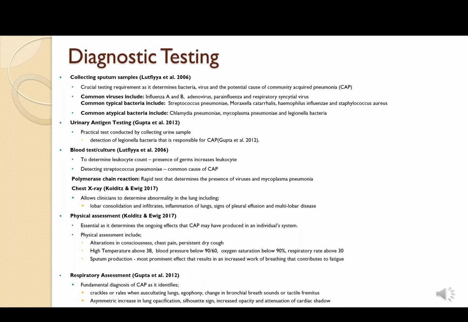A physical assessment is also conducted and is a huge part of the diagnosis of community-acquired pneumonia, and is essential in determining the ongoing manifestations that CAP may have produced in an individual's system, such as alterations in consciousness, temperatures above 38 representing a fever, blood pressure below 90 systolic over 60 diastolic, chest pain, persistent dry cough, and some other common signs and symptoms.